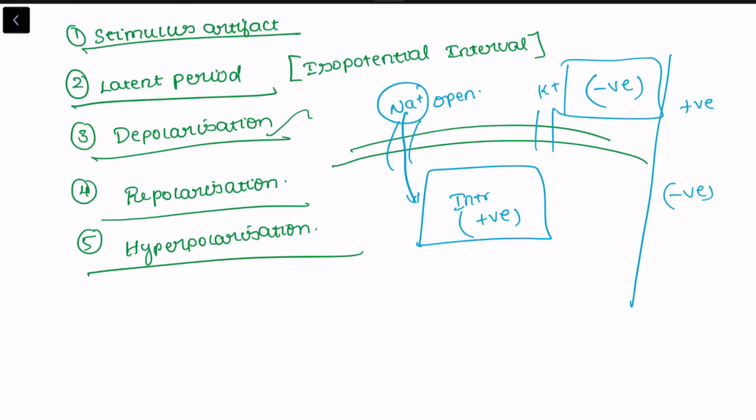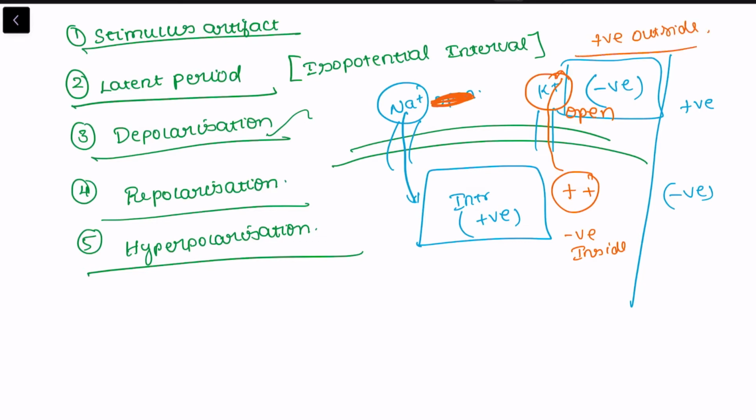So what happens there is, in repolarization, the K plus channels will open and the Na plus channels will be closed. When the K plus channels open, we all know potassium ions are present inside the cell. All these K plus will move outside, making the cell negative inside and positive outside, which is nothing but the resting membrane state. So it will become normal to the resting membrane potential, positive outside and negative inside.